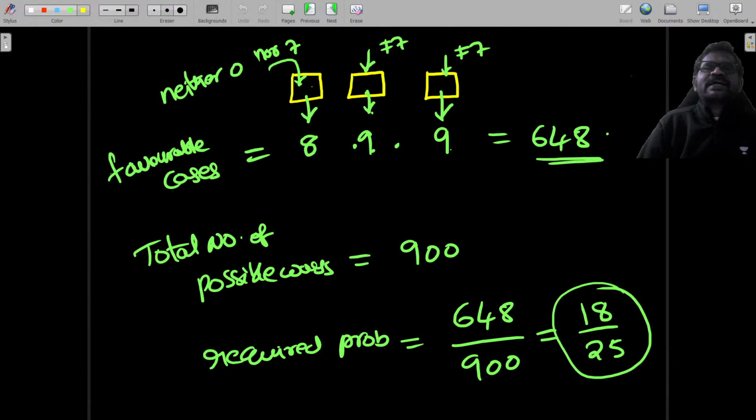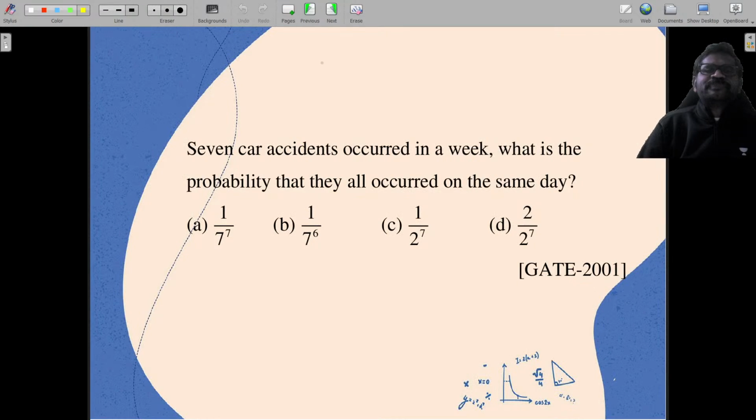Now, next problem. 7 car accidents occurred in a week. What is the probability that they all occurred on the same day?